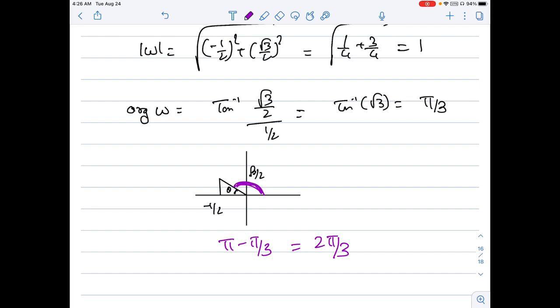2 pi by 3. Check the position of the complex number in the Argand diagram and decide where the complex number is going to be, and in that way I got it in the second quadrant. So for the second quadrant, it will always be pi minus the argument we got, pi minus pi by 3, which is 2 pi by 3.